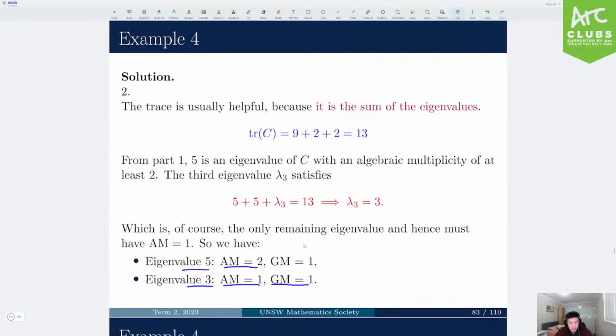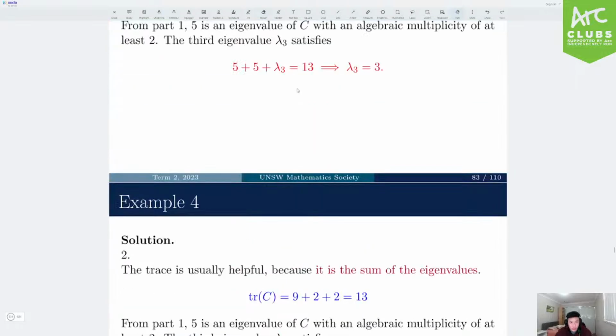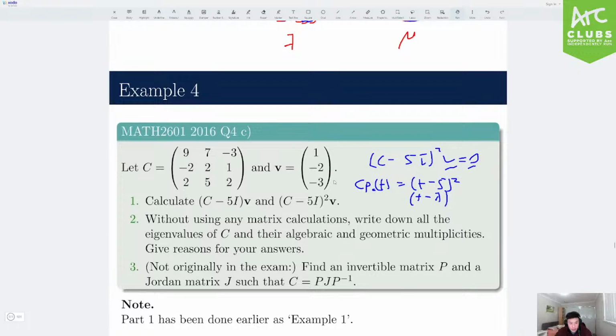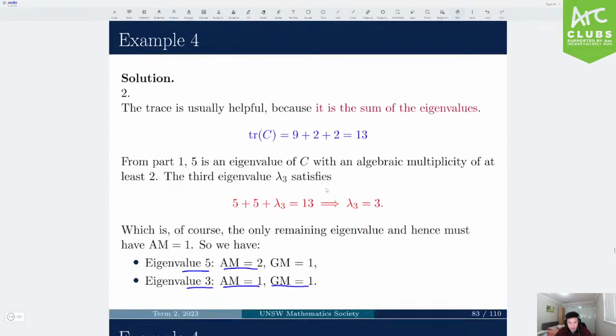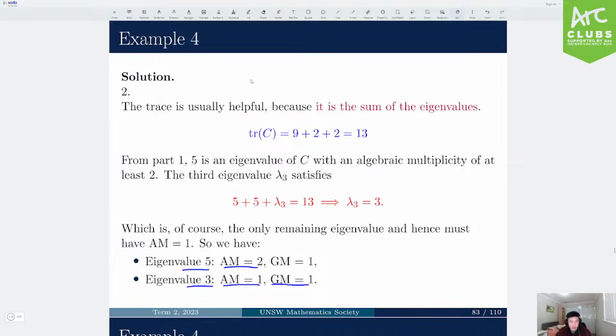And the geometric multiplicity, well, that's going to equal 1, because we know that if it was equal to 2, then that's going to tell us that C minus 5I was the zero matrix. Okay, in this case it wasn't. That's going to tell us that GM is equal to 1.